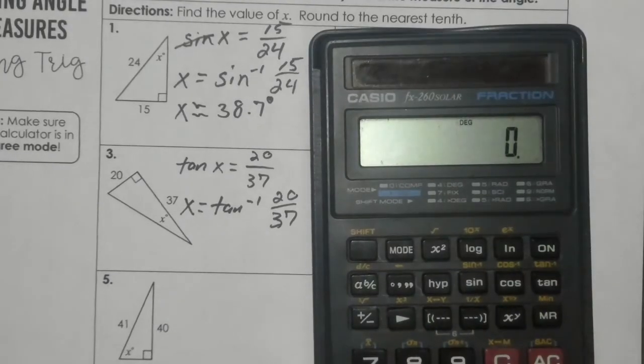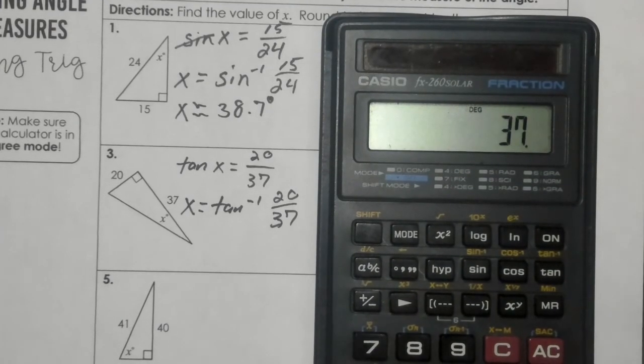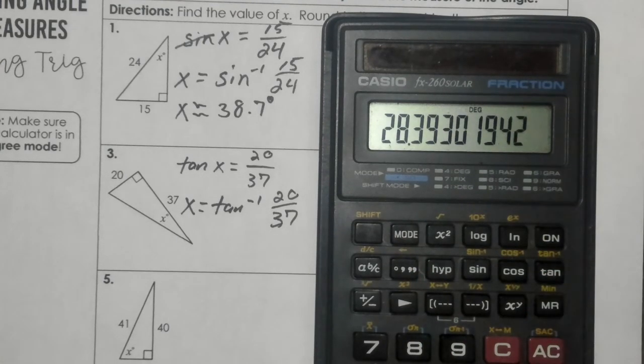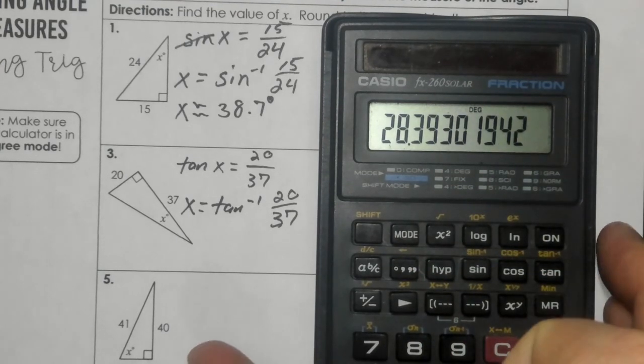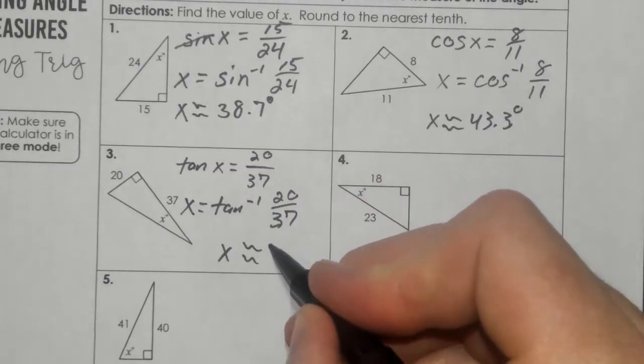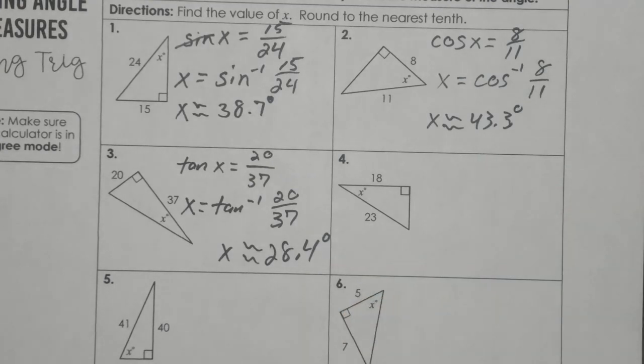So we go back to the calculator. I type in 20 divided by 37, and then Shift tan. It gives me about 28.4 degrees. X is approximately 28.4 degrees. Okay, these are pretty simple, largely done just using a calculator. So I'm going to leave 4, 5, and 6 for you to do there.